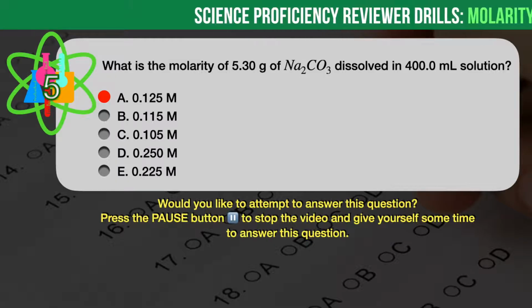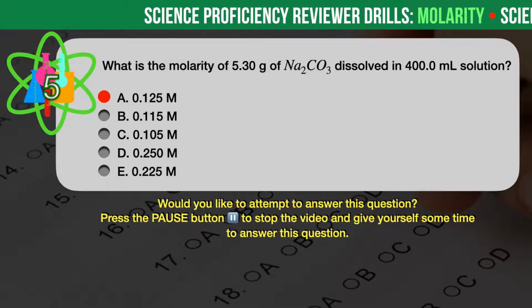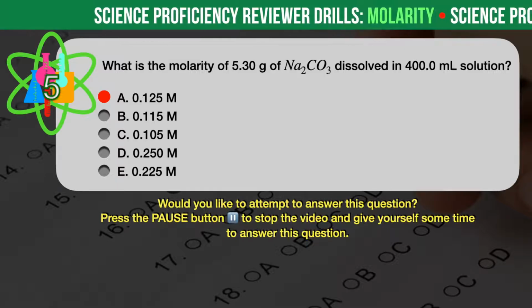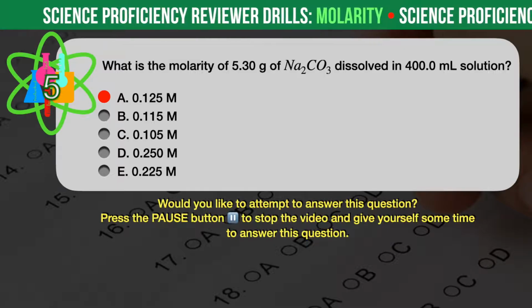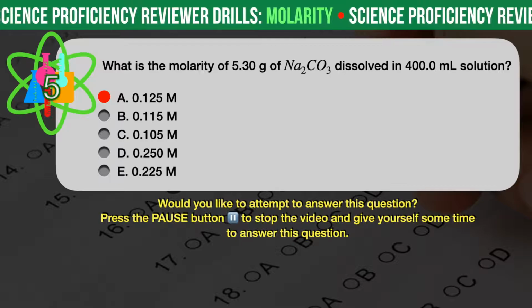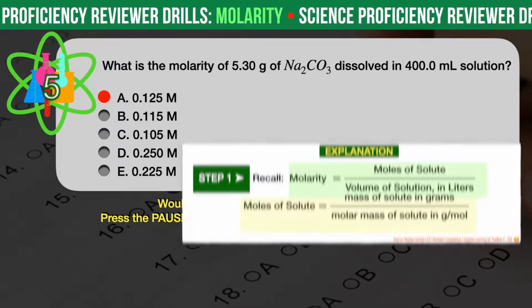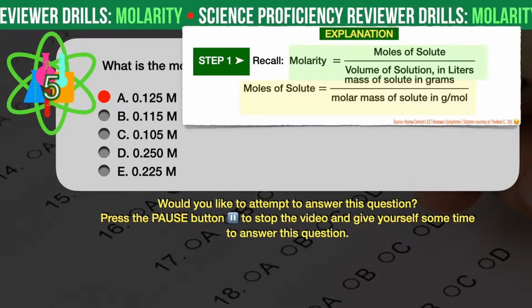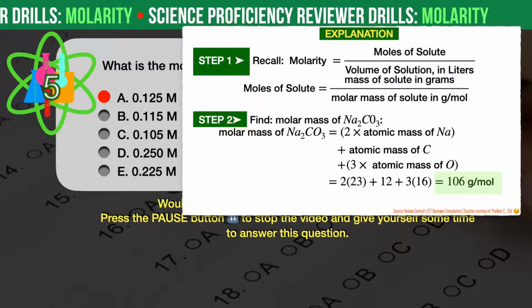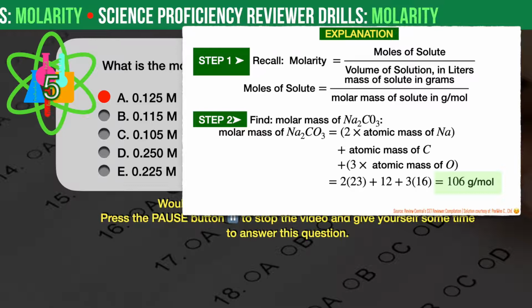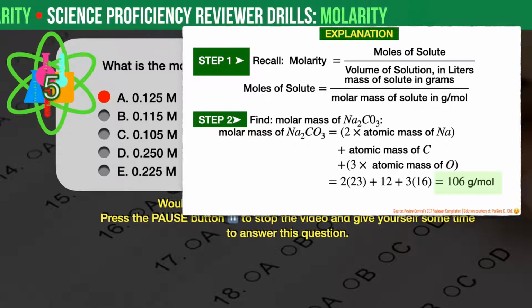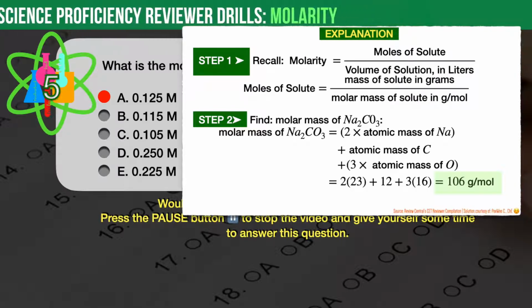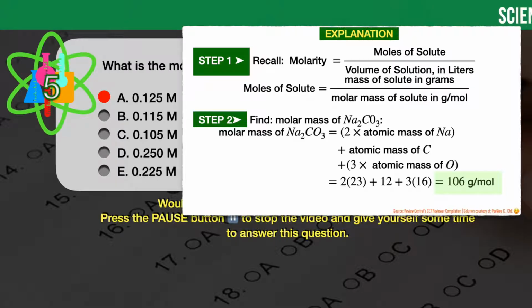0.125 M. This is very similar to the previous drill question, but instead of sodium chloride, we are being asked to find the molarity of sodium carbonate, Na2CO3. Our first step, as usual, is to recall our 2 formulas, as shown. Step 2, we find the molecular mass of sodium carbonate. For this we need the atomic masses of sodium, carbon, and oxygen. We'll arrive at 106 grams per mole.